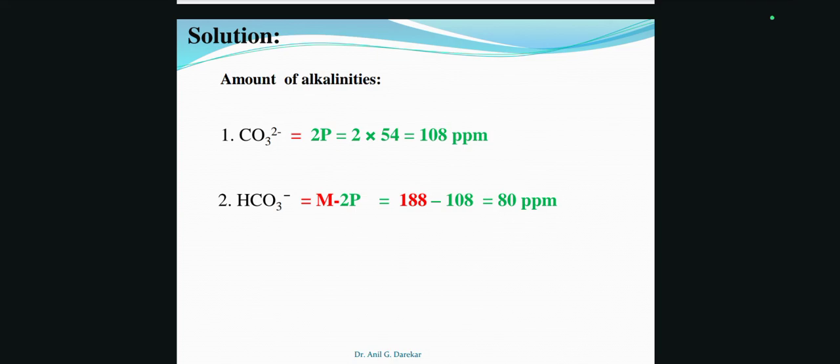So this is the amount of alkalinities. Carbonate and bicarbonate are the types, and 108 is the amount of carbonate, and 80 ppm is the amount of bicarbonate. So in this way we can find the types and amount of alkalinities.